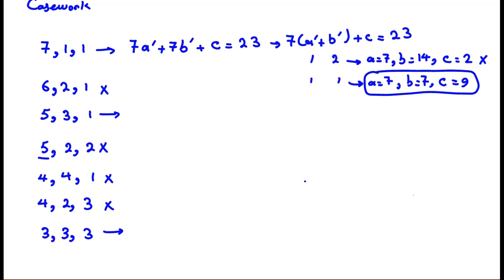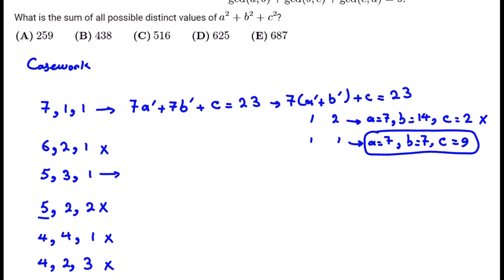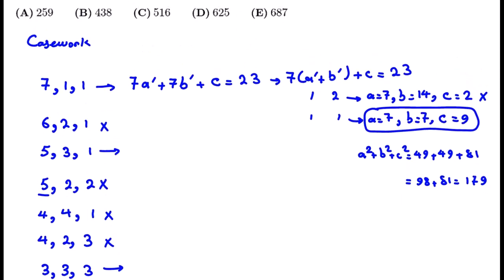First on your own, then we will try together, and the choices are what? It says what is the sum of all possible distinct values of this. Okay, so here it will be what in this case? A squared plus B squared plus C squared. In this case, it's 49 plus 49 plus 81. So 49 plus 49 is 98, plus 81. So it will be 179. 1 plus 8, 9, and 9 plus 8, 17. Okay, because this is less than these choices, probably we have more answers, so try to check these two cases first on your own.